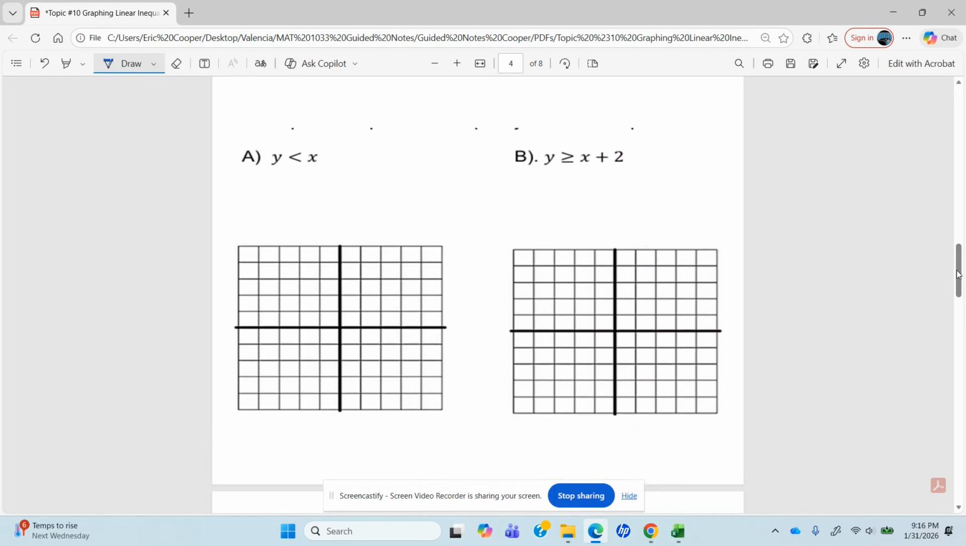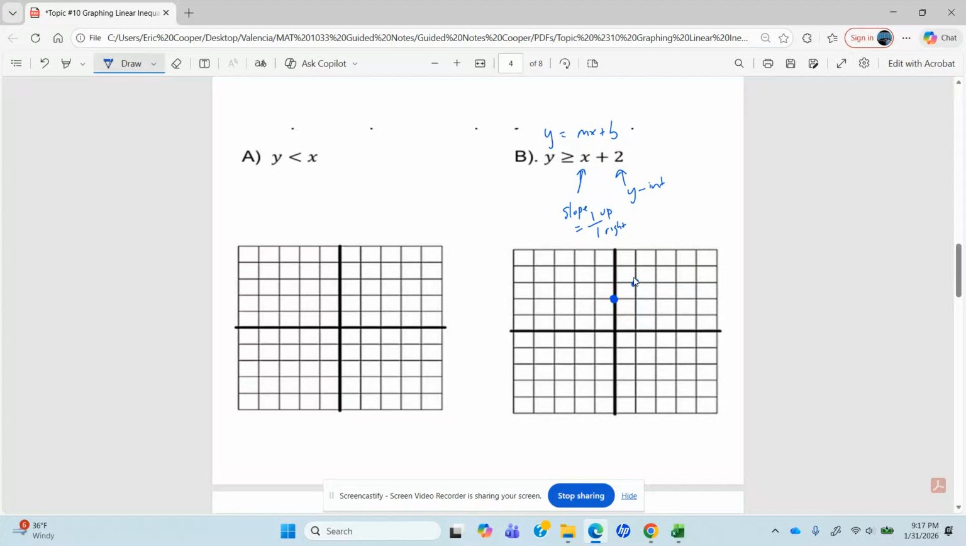Let's test this out. Let's start with b. Y is greater than or equal to x plus 2. So think of this in terms of y equals mx plus b. The 2 is my y-intercept. That's where we're going to start. So we're going to start at the origin, and we're going to go 2 up. Here's my first point. The 1 is the slope. So this is really 1 over 1, which means we'll go up 1 and to the right 1 from this point. So from this point, up 1 and to the right 1, and we've got our points.